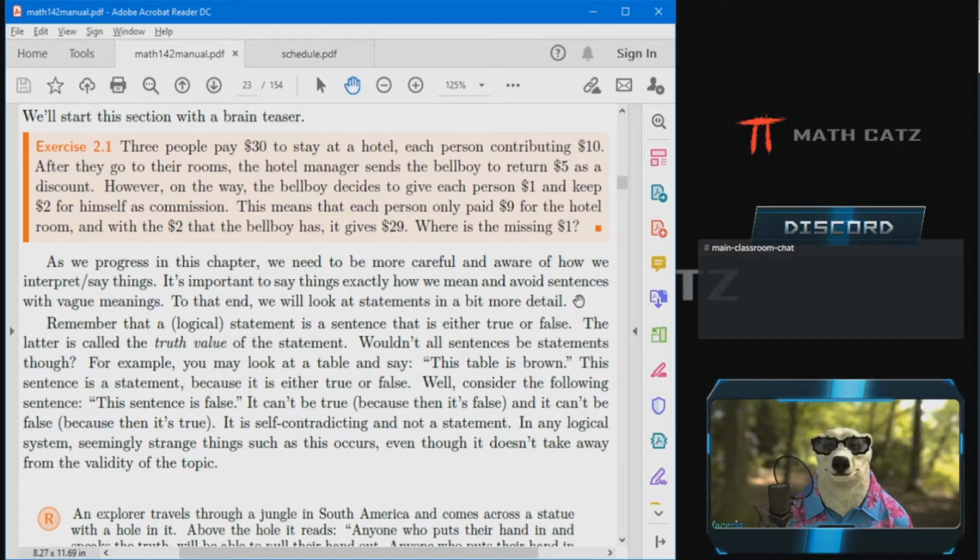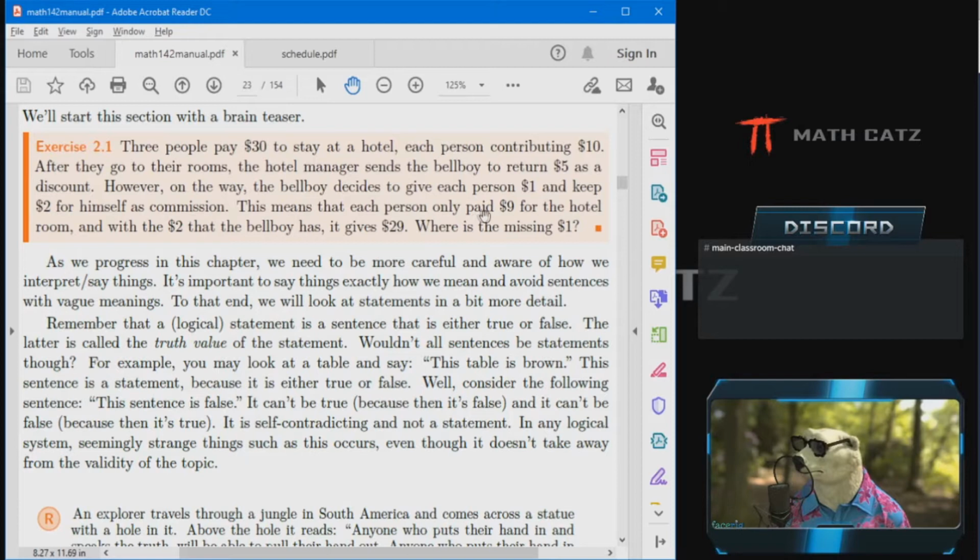3 people pay $30 to stay at a hotel, each person contributing $10. There are 3 of them. After they go up to their rooms, the hotel manager sends the bellboy back to return $5 as a discount. However, on the way, the bellboy decides to give each person $1 and keep the other 2 for himself as commission. So he gave each person $1.